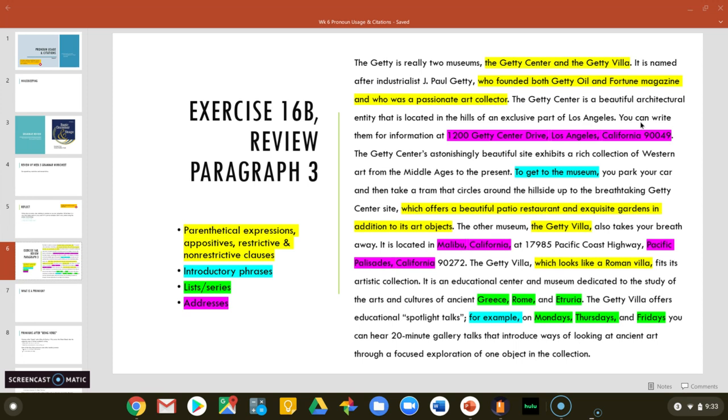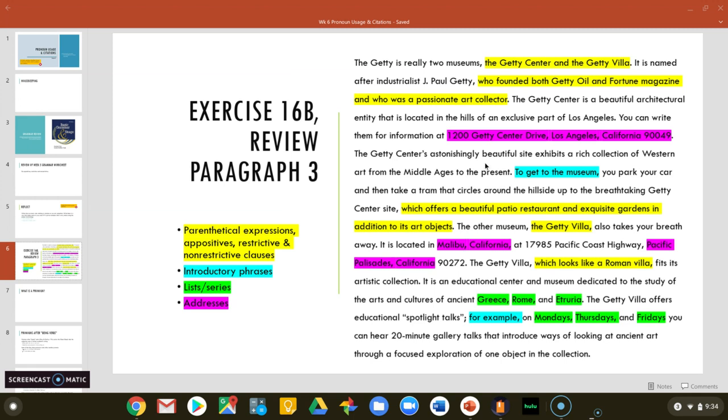It's fine. You can write them for information at 1200 Getty Center Drive, Los Angeles, California, 90049. So when you have an address, you always put a comma after the street and after the city. Okay, there is no comma between the state and the zip code. So basically, just always think that cities are isolated. You put a comma between the street and the city and state, so the city's kind of isolated here with the commas set out.